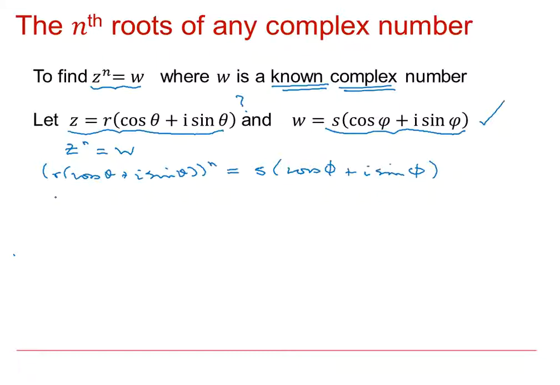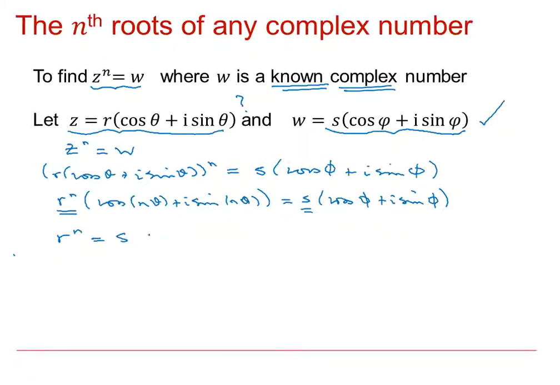If we now apply the Modulus Theorem, we get r to the n (cos n theta + i sin n theta) equals s(cos phi + i sin phi). So at this stage, if we look at the modulus, we can see that r to the n equals s, and indeed r, the thing we're looking for, must be the nth root of s. Also, if we look at the argument of each side, we can see that n theta equals phi.